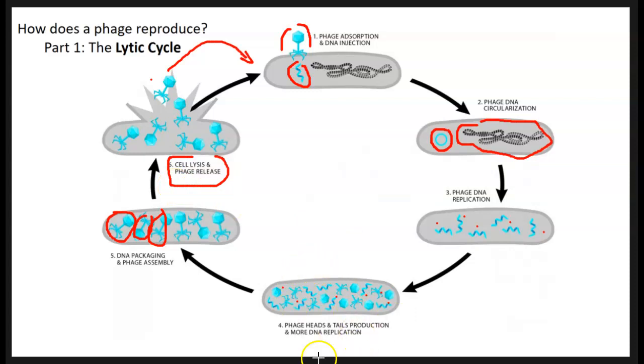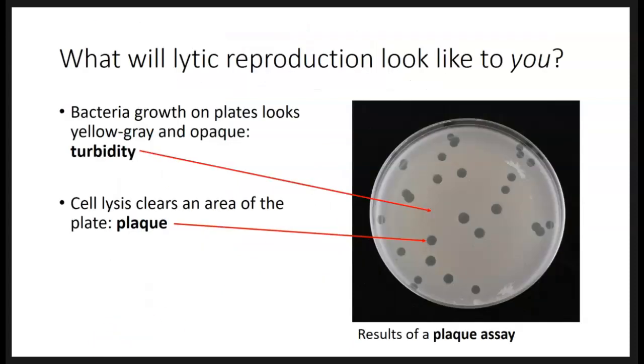Because all of these things are too small to see with the naked eye. Right? So what we'll use is an assay called the plaque assay. We'll talk about this in detail when we talk about bacteria, but this is what a plaque assay looks like. We have a petri dish with some bacteria on it.